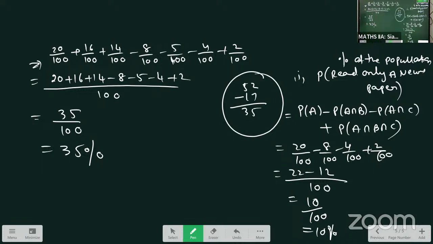So like how we have to find it. Suppose read only B newspaper he asked. So what to do? P of B minus the combinations you have to write. So like how we have to find out the different combinations. So go through it.